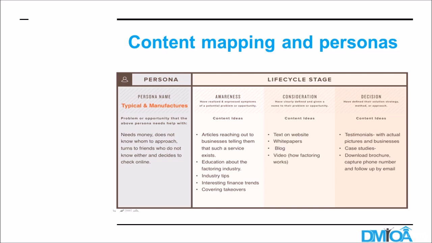This is an example of persona mapping to content done on a template provided by HubSpot for a factoring company that is in the B2B segment. As you can see, you have a persona name where you are targeting a typical person in the manufacturing industry. We are analyzing their pain points where they say they need money, but they do not know whom to approach. They turn to friends who did not know either, and then they decide to go and check online.